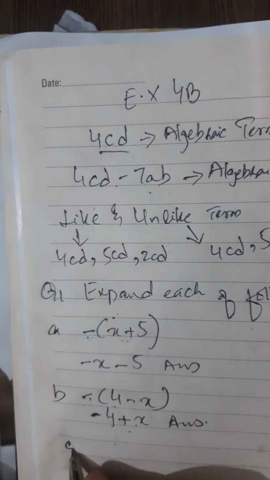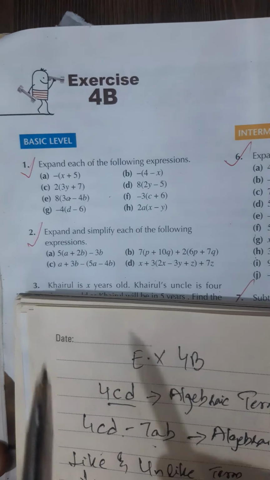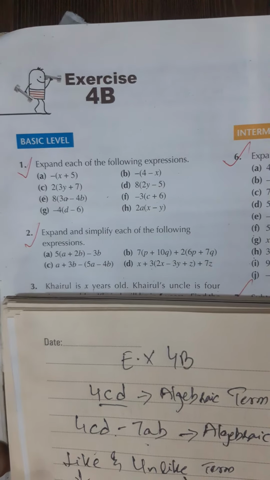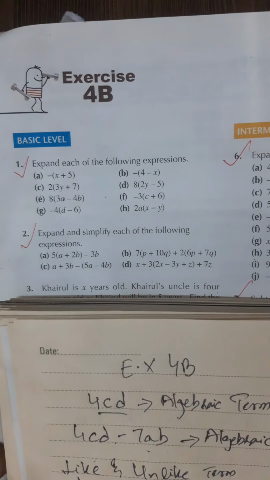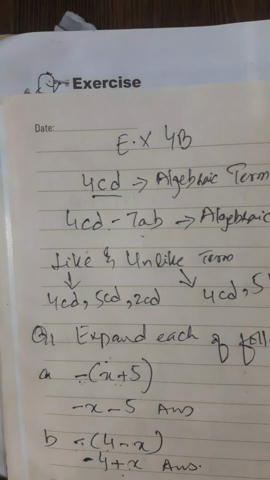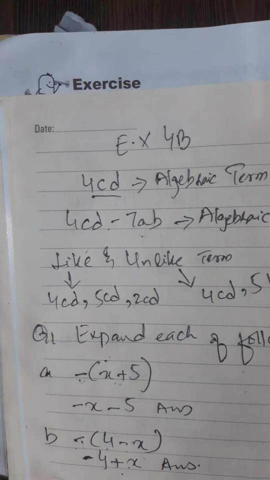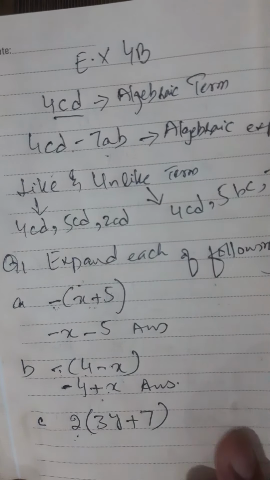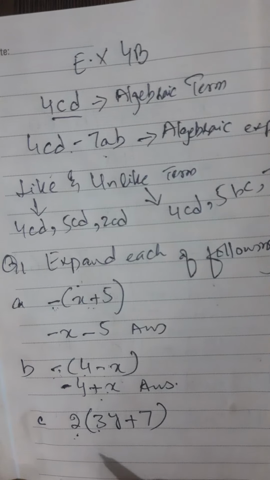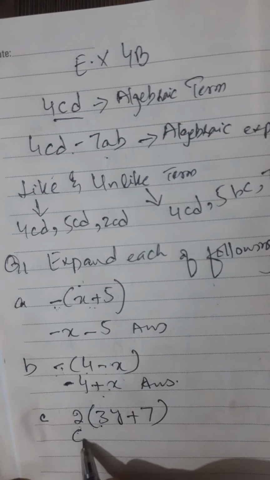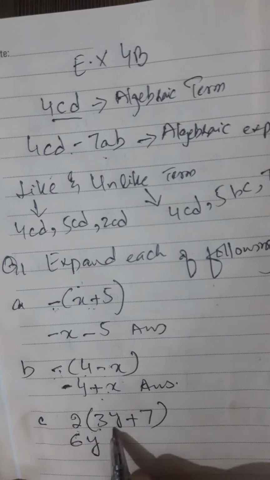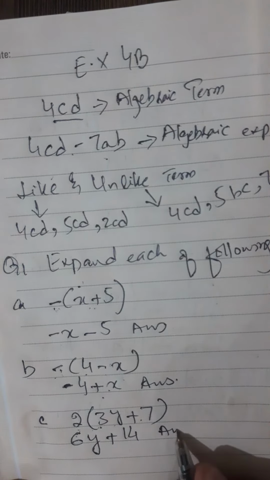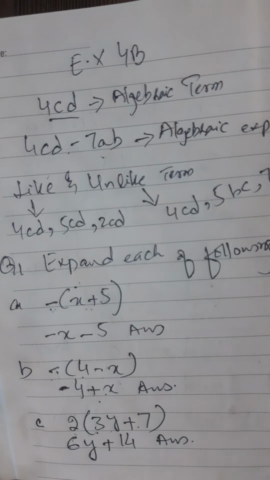Now we are going to do part C. C is 2 bracket 3y plus 7. Now here we don't have any sign outside, it's just 2 or plus 2. When plus 2 multiplies with this, plus 2 multiplies with 3y: 2 into 3 is 6y, and plus 2 into 7 is 14. It cannot be solved further and this is the answer.